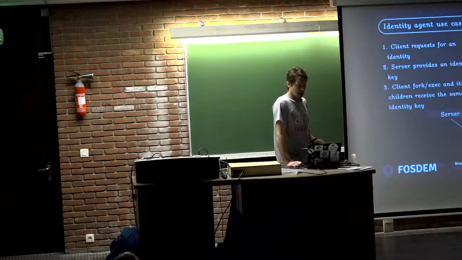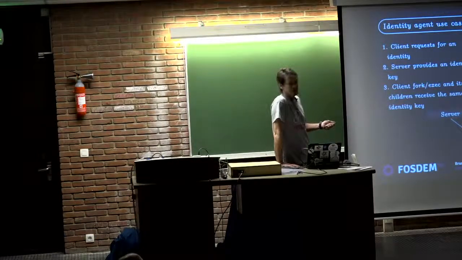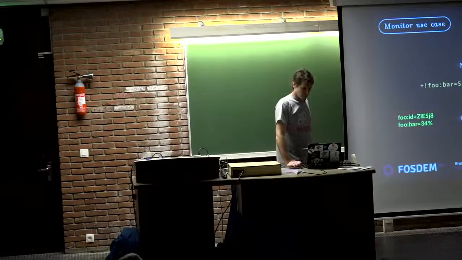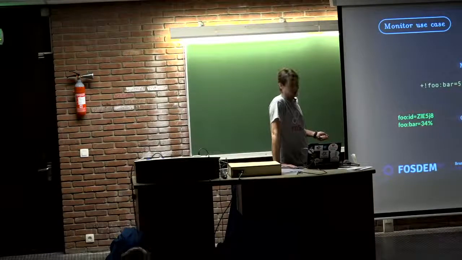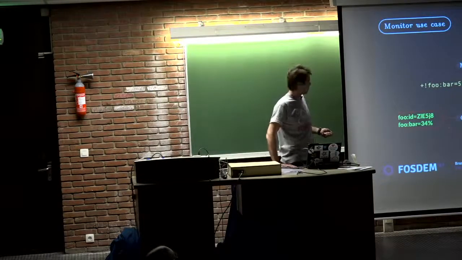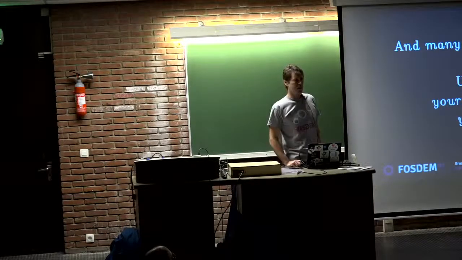There is, for example, the identity use case. This client queries an identity from a server. This server gives the identity to the client. The client does something, forks, execs, etc. Any process it created has the identity negotiated here. The monitor use case can be to tag a process like this one. And also here, 34%, it's not good, but a good value. I have to monitor it. Okay. And many more use cases. That's open to your imagination.